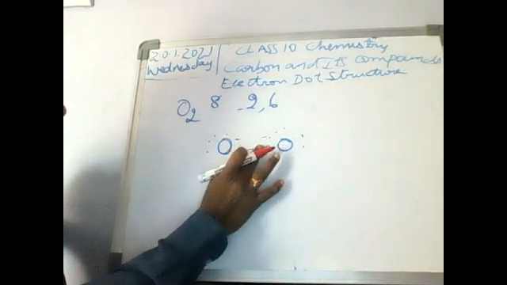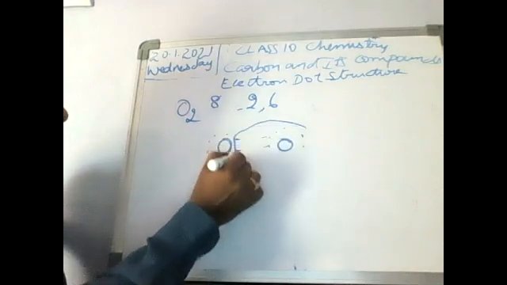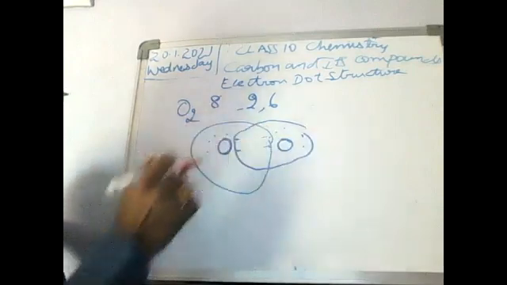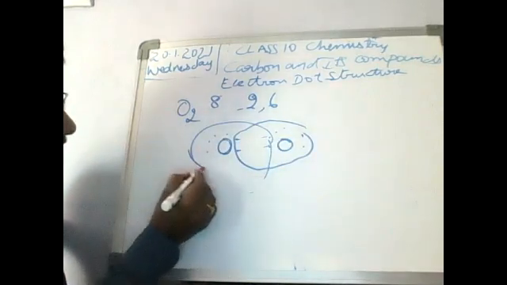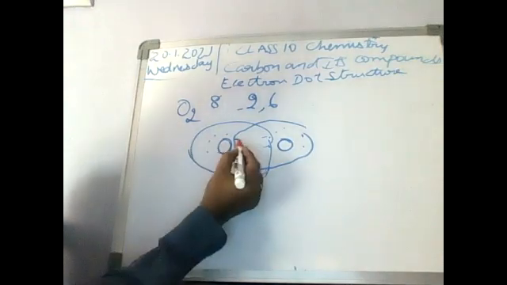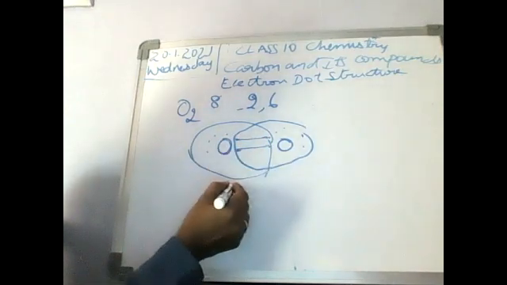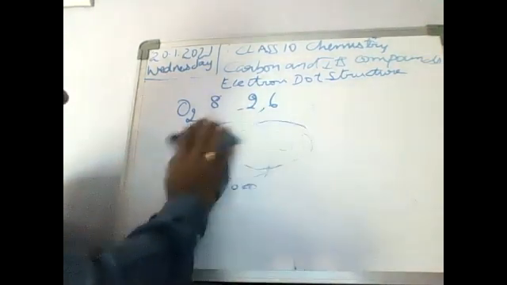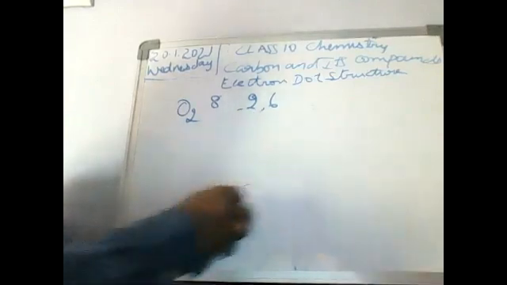By drawing the electron structure like this, the two shared pairs form a double bond. So O double bond O. Here is the electron dot structure. Similarly, you can draw the electron dot structure for other compounds.